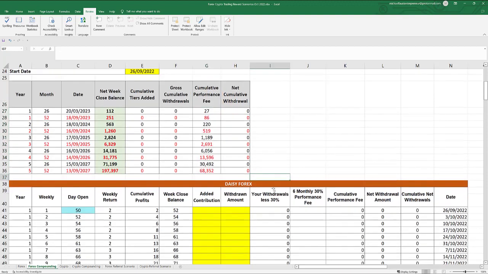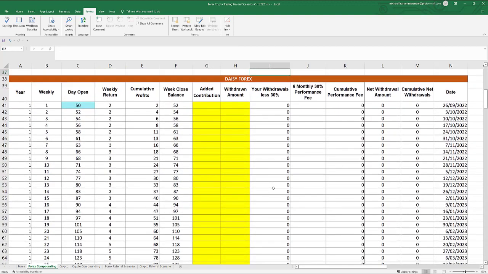Now below, what you can see is the year and every week, week by week, and the amount of funds in your account at the beginning of each week. What the profit would be for each week, and you can see it would slowly increase over time as compounding happens. The cumulative amount of profit and what the close of week balance would be.